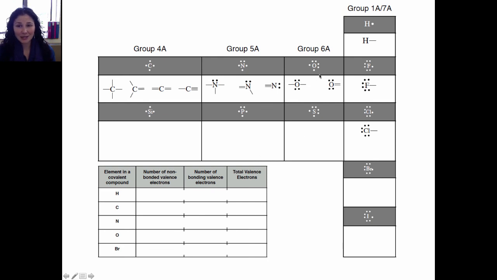Group 6A elements have this Lewis symbol, and you can see that they need 2 electrons, so they will always make 2 bonds, and they will always have 2 lone pairs. So here are 2 ways that oxygen can make 2 bonds, and sulfur would have very similar bonding schemes. Hydrogen makes one bond, and so do all of the group 7A elements.